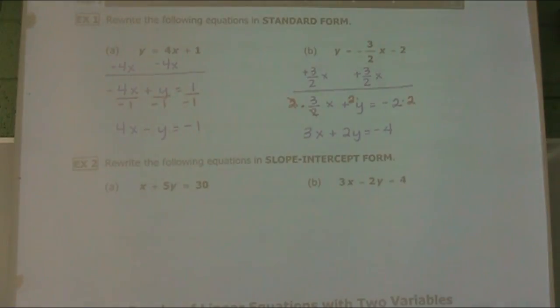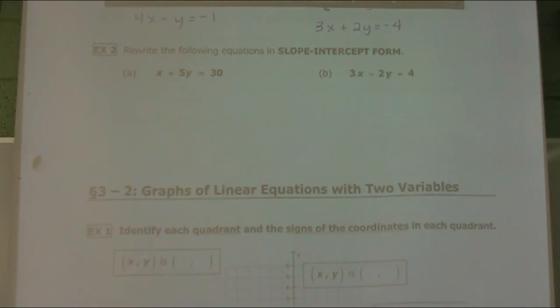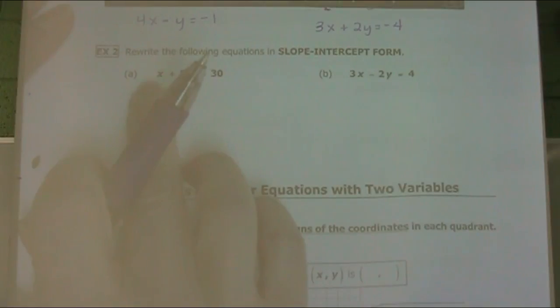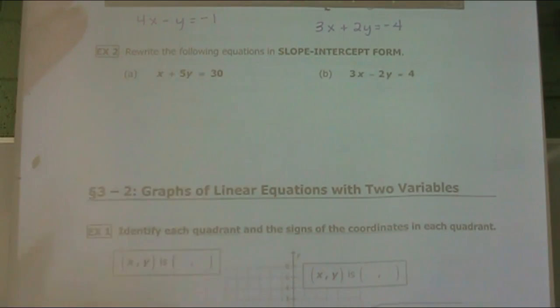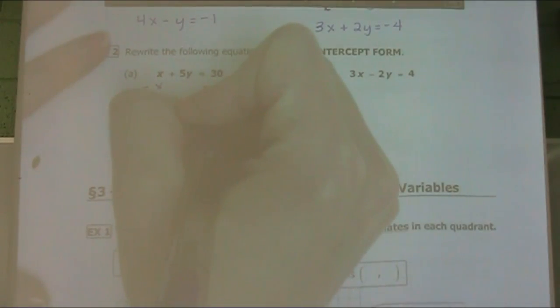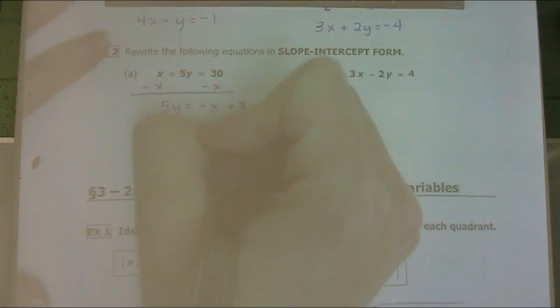All right, let's try this in reverse. In the next example, we're rewriting the equations in slope-intercept form. So we want them in the form y equals mx plus b. So if I look here, the first thing, I have x on the wrong side. I'm going to move it to the other side by subtracting x on both sides. When I do that, I have 5y equals -x plus 30.